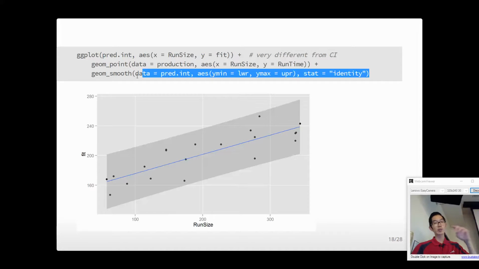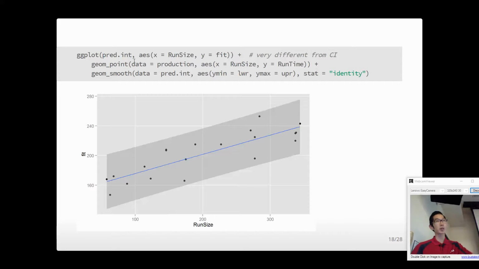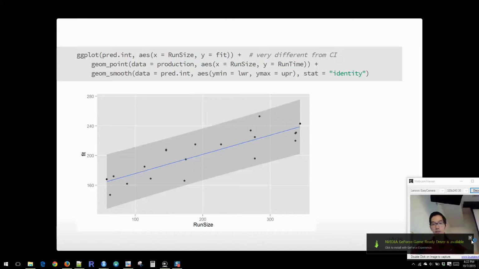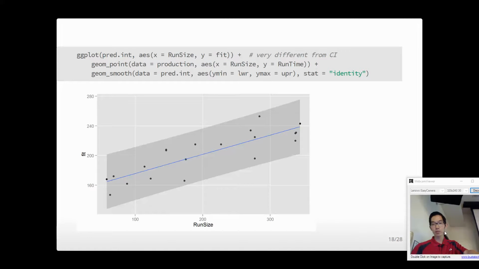So anyway, this code, I'll put the R Markdown code up online so you can edit this. I'm not expecting you to. Whoops. I don't want that. No, thank you, NVIDIA.